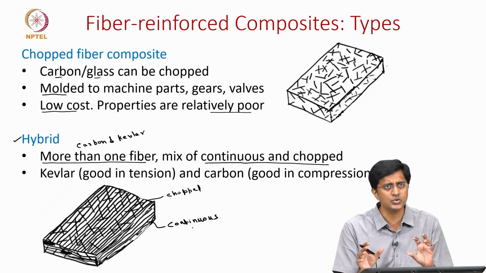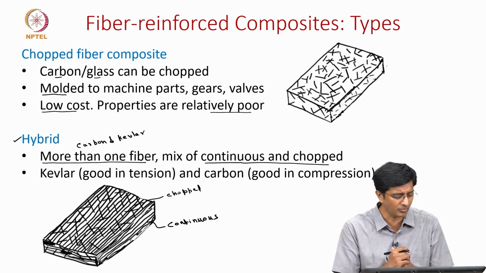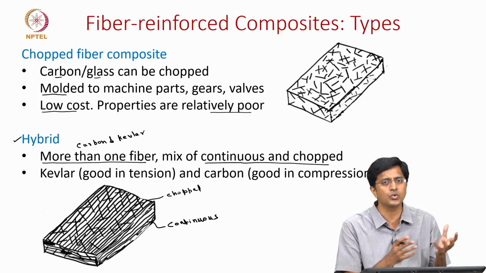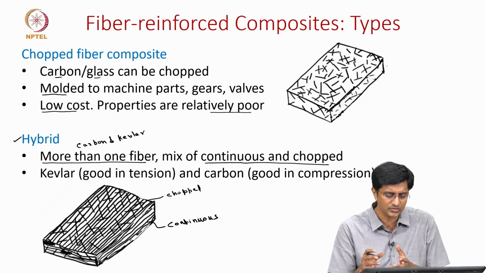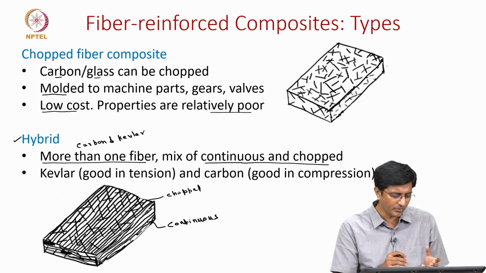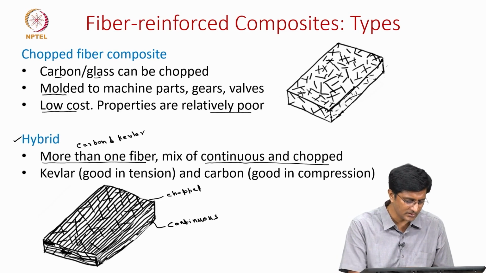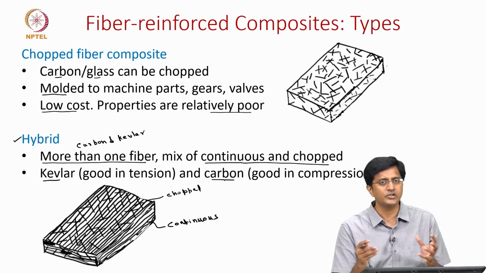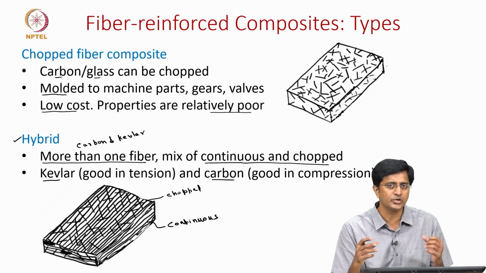So, these are the two categories of hybrid composites, where we can either have two or more different fiber materials, or a mix of both continuous and chopped fibers. One example where we use multiple fiber materials is Kevlar and carbon, where we try to bring the good things from these two different materials.